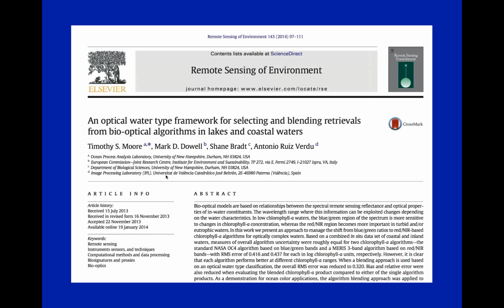It builds on something that both Tim Moore and Mark Dow had worked on for oceans in the past, this same sort of blending approach, but it's the first time that that's been done for lakes and coastal areas, which are the trickiest for measuring water quality because they have these problems with the stuff running off from the land that the open ocean doesn't have.